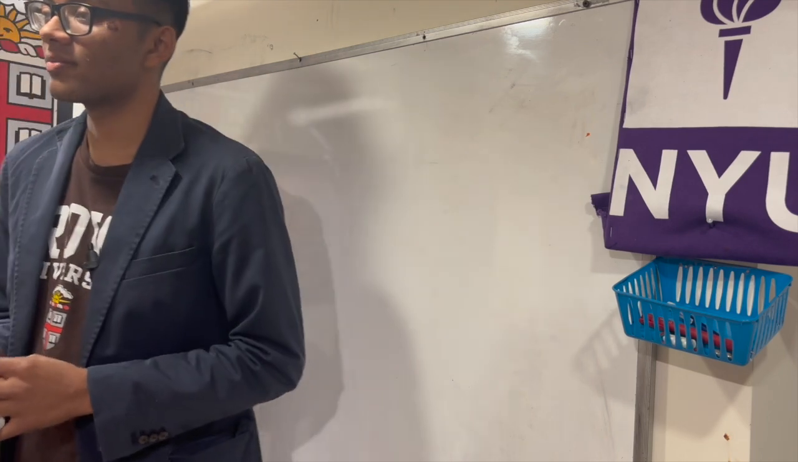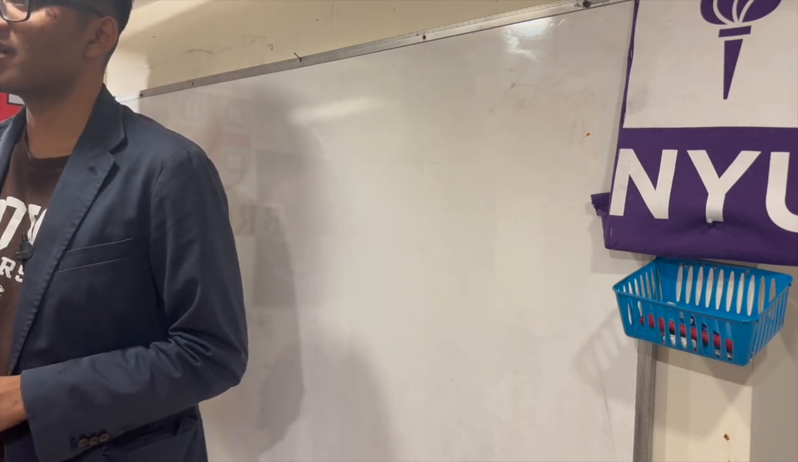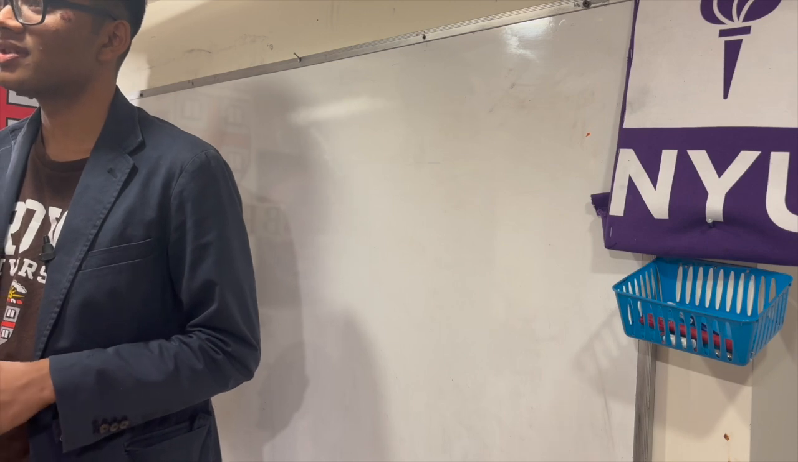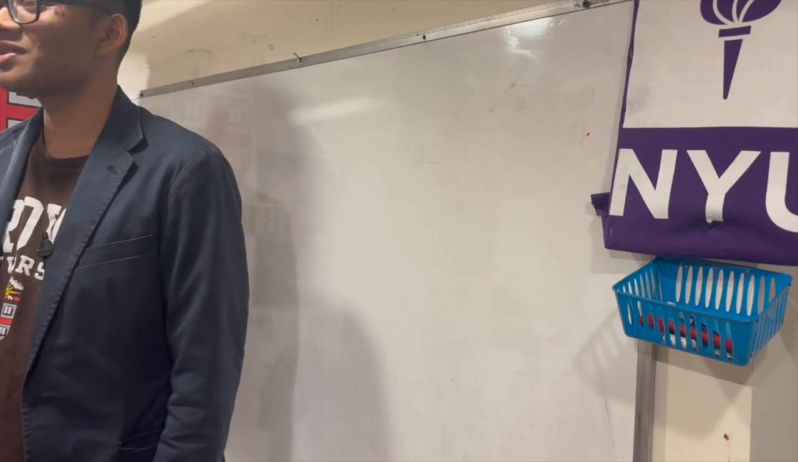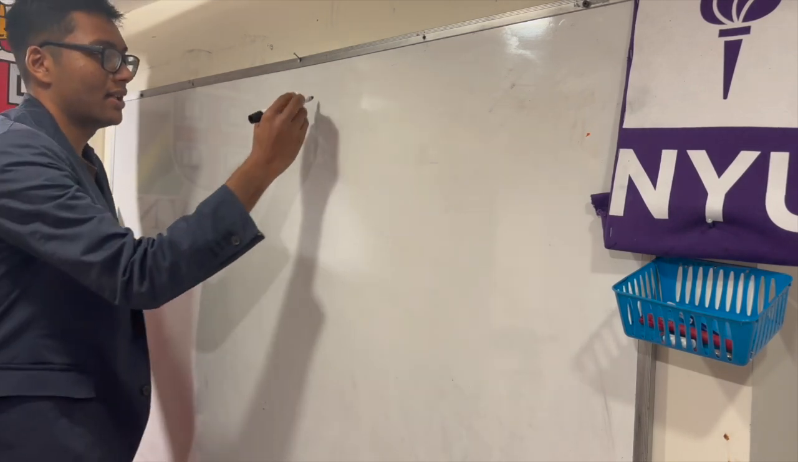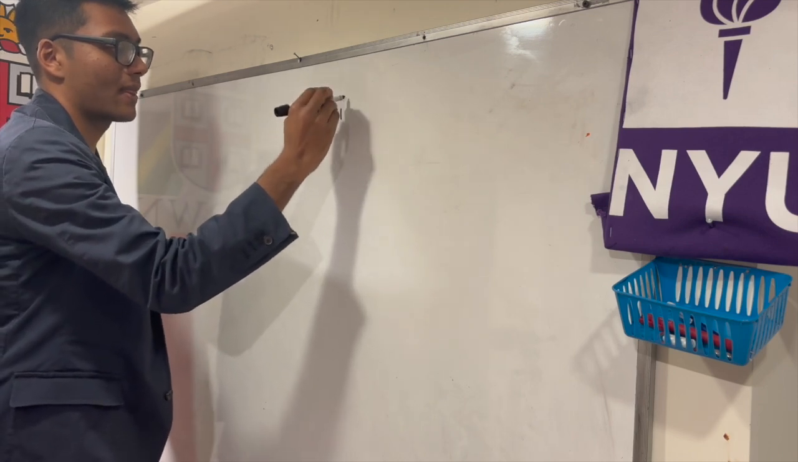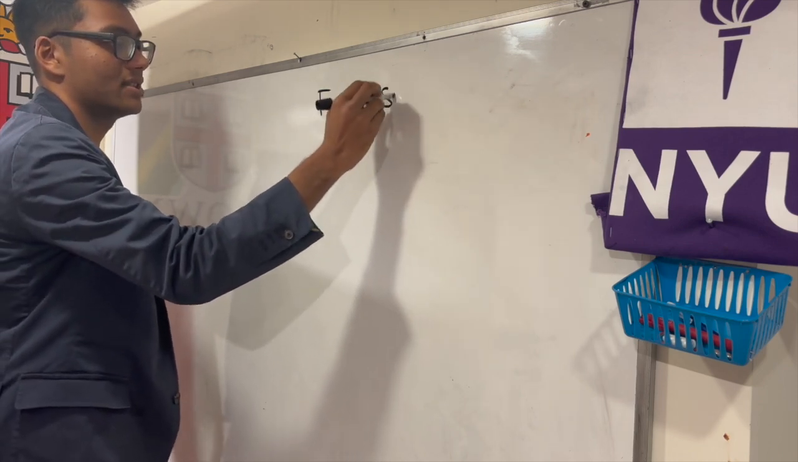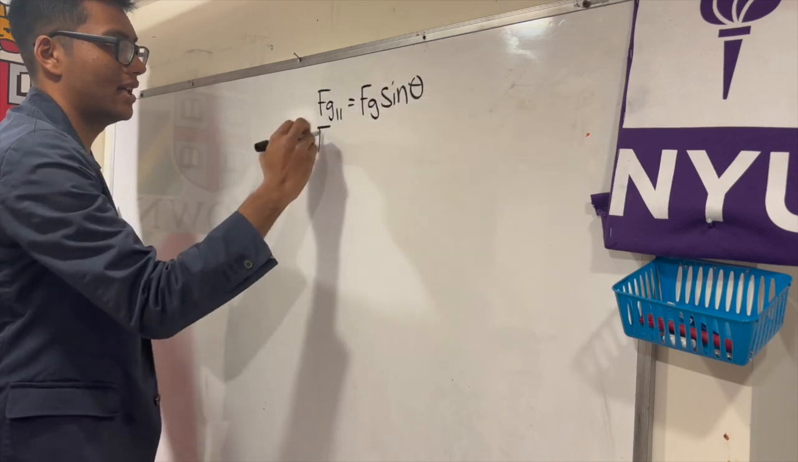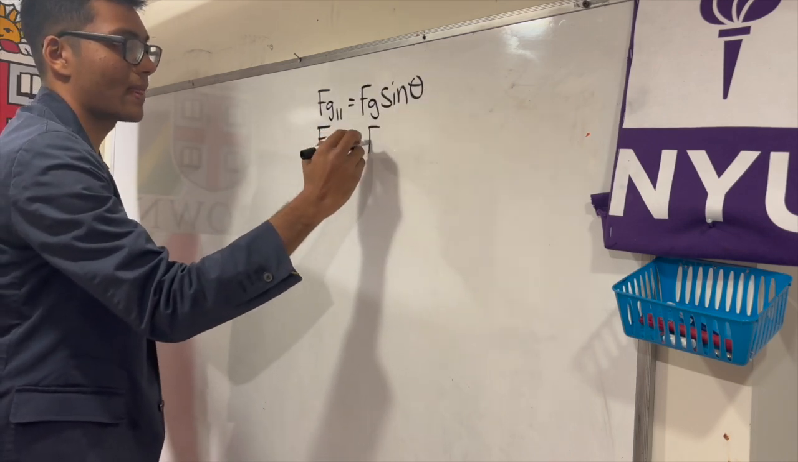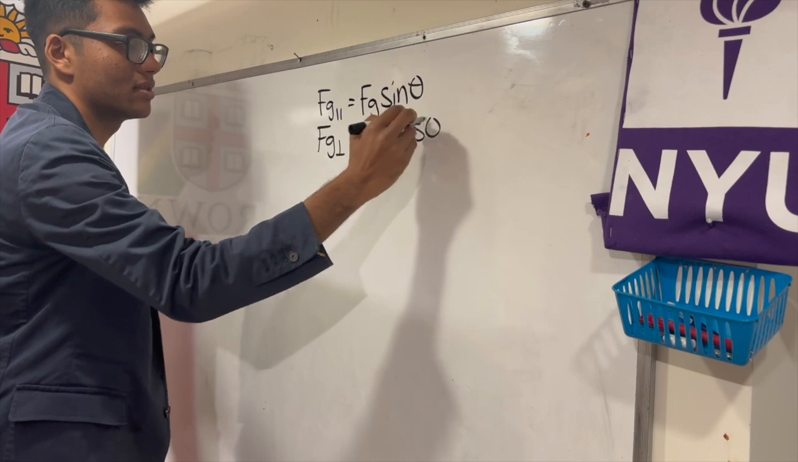Okay. Alright. So, hello folks, this is Rev Bari from Brown University. Today I'm going to show you why FG parallel is FG sine theta and FG perpendicular is FG cosine theta.